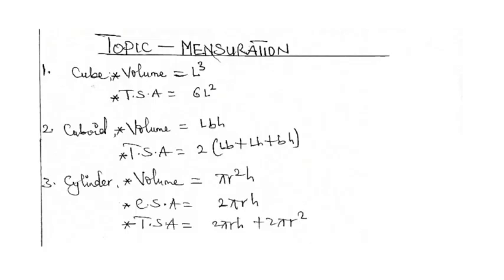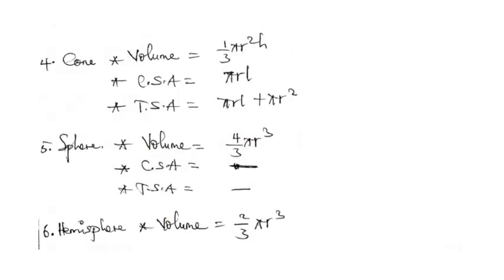For the cylinder, the volume is pi r squared h, the curved surface area is 2 pi rh, the total surface area is 2 pi rh plus 2 pi r squared. Cone. The volume of a cone is 1/3 pi r squared h. The curved surface area is pi rl. Then the TSA is pi rl plus pi r squared.